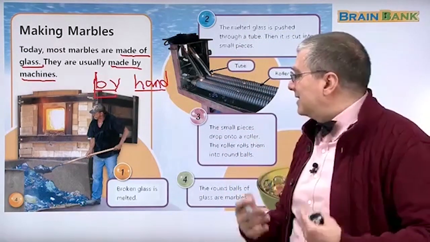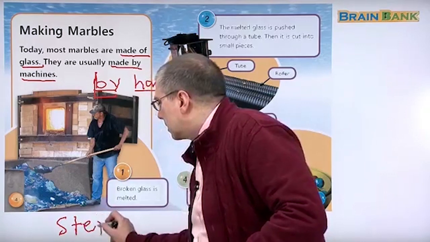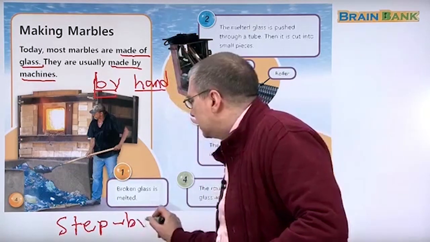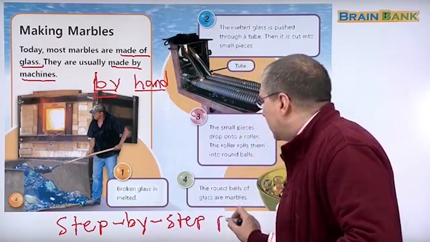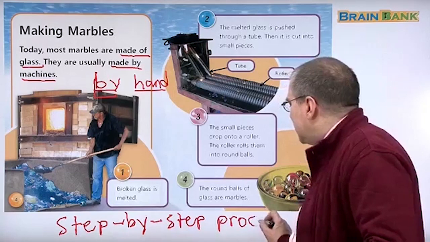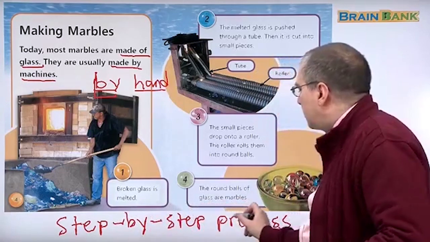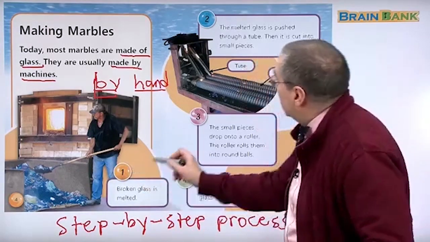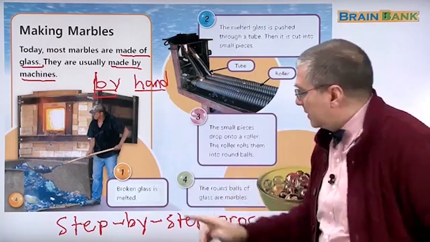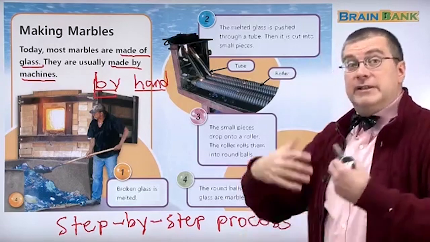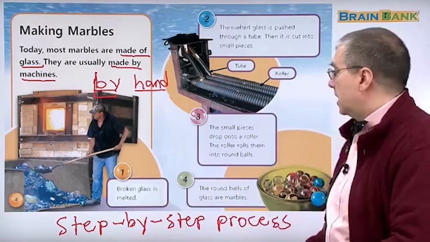It goes through a step-by-step process. P-R-O-C-E-S-S. Step-by-step process. Step 1, Step 2, Step 3, Step 4. There are 4 steps, step-by-step process to making marbles from glass by machines.